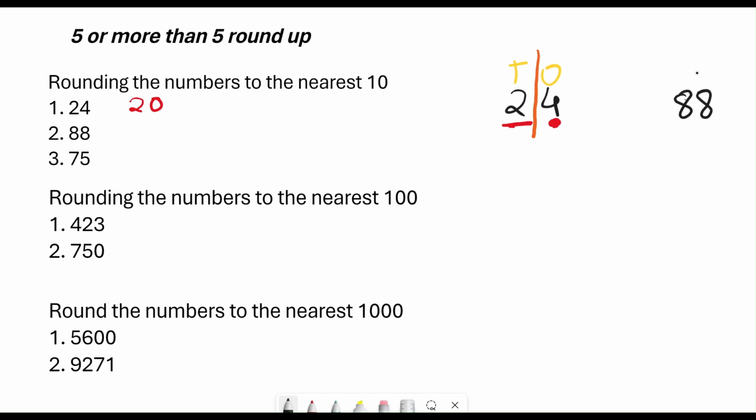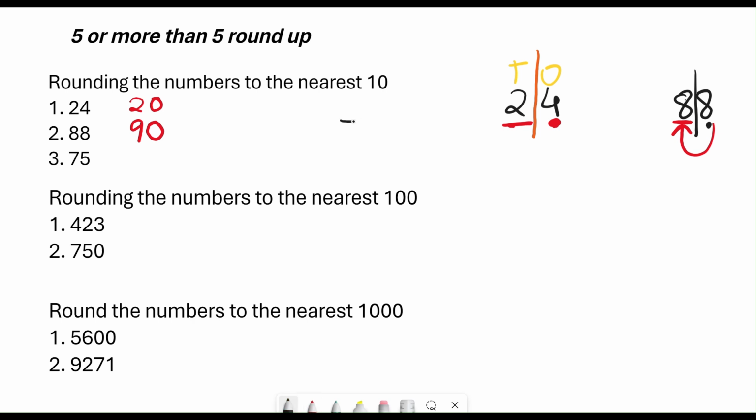So the next one here we have is 88. So my tens place is here, draw a line next to it, I have 8. So if it is 8, we round it up. So this 8 here becomes my 9, and whatever is the next, we write it as 0.